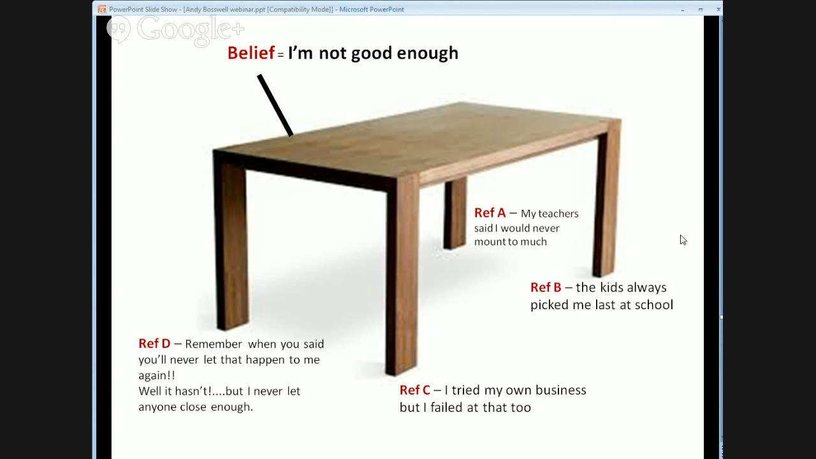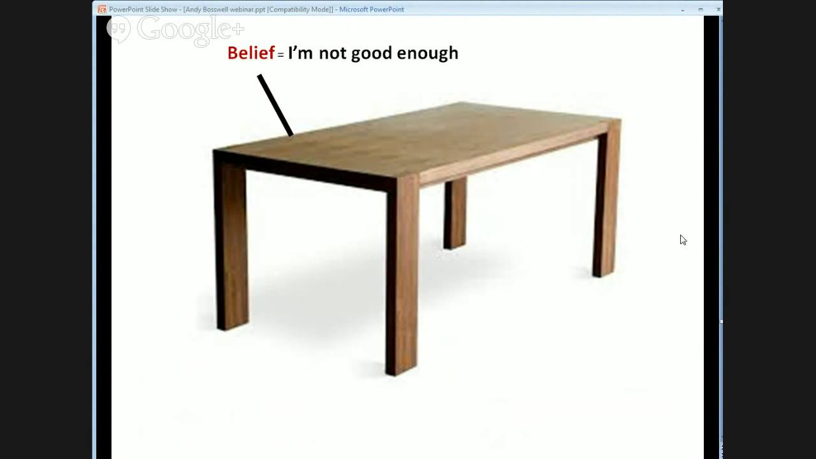So if I have these beliefs supporting that I'm not good enough, no wonder it took me a long time to think, you know what, I can actually do this. So what did I do? What can you do? The first thing we need to do is change our references. Remember, your collection of thoughts create your beliefs. So you need to think about other things.